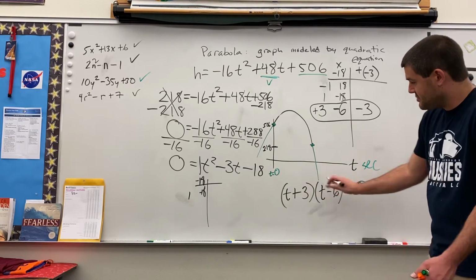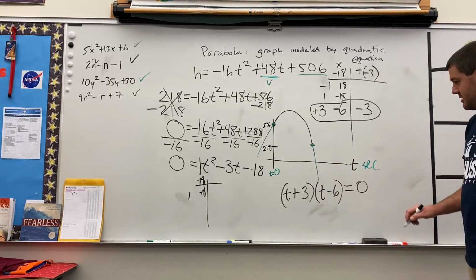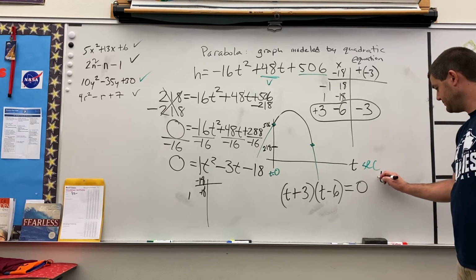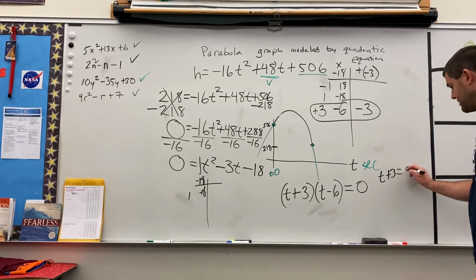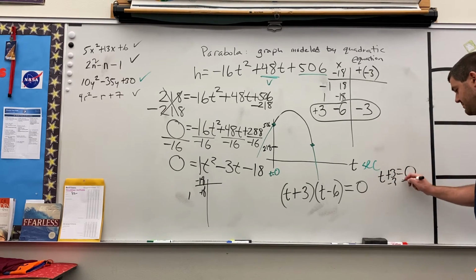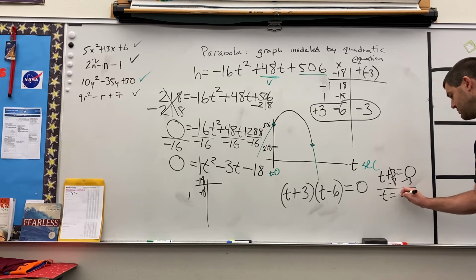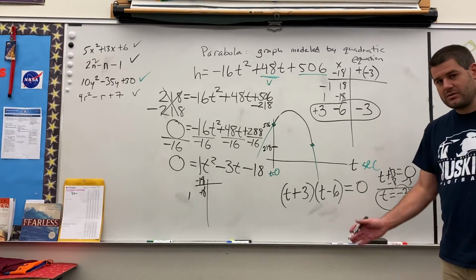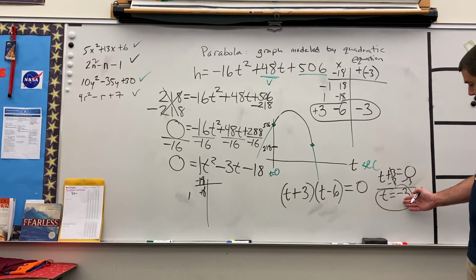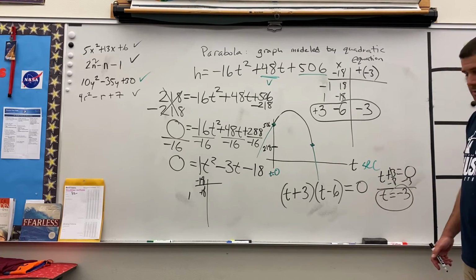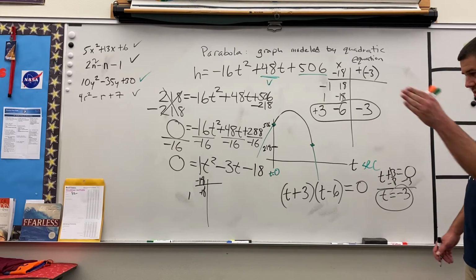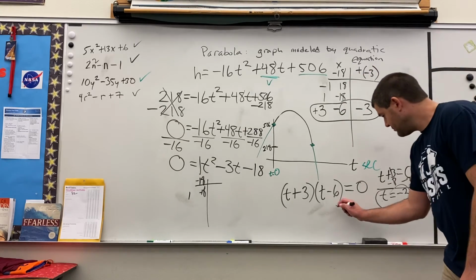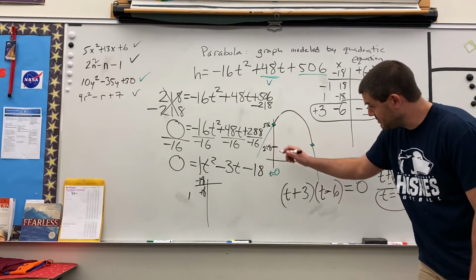Now we need to set each one of these equal to 0. So t plus 3 equals 0, minus 3. We get t equals negative 3. So at time negative 3 seconds, this thing is going to be at a height of 218 feet. But we don't want to go backwards in time because negative 3 seconds isn't very helpful. We start at 0 and we continue. We don't go backwards. But the picture of the parabola still goes that way.